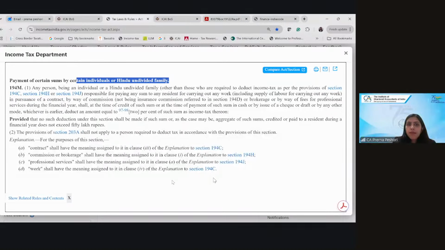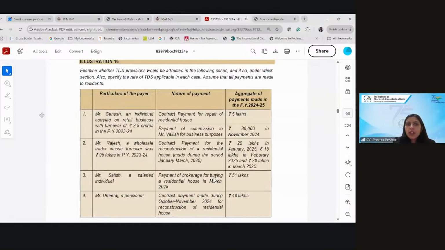Clear. So it would be applicable to those persons also who don't have business or profession. Is that right? Yes. So let us look at a question here.